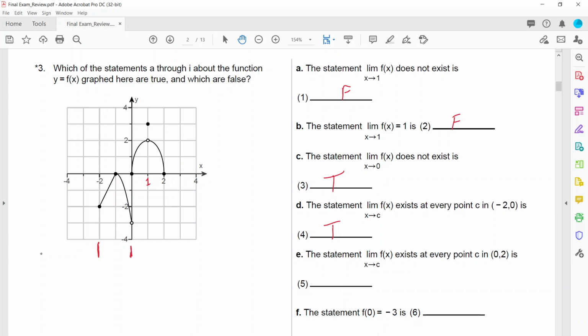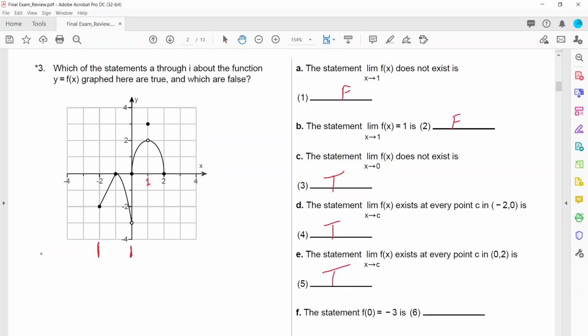Let's go to the next one. From 0 to 2 means here, not including 0 and not including 2, the limit does exist. Even for 1, the limit does exist. So for E, it's true.